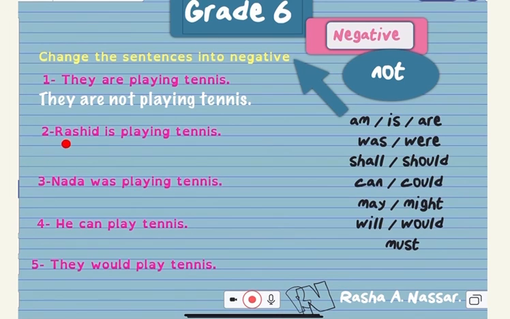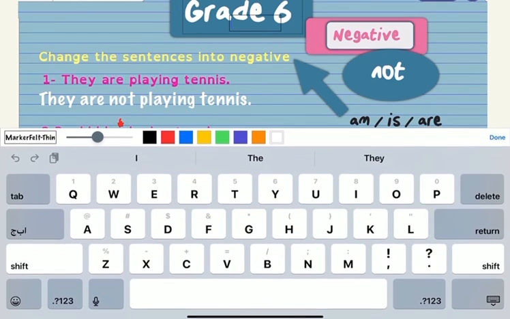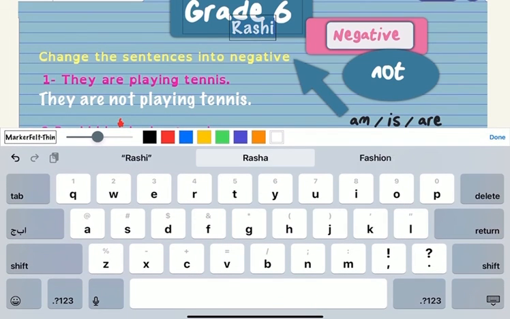Number 2, Rashid is playing tennis. I see is here, and in number 1, I see are. So when I see is or are, I will put only not here. So it will be Rashid is not what? Is not playing tennis.